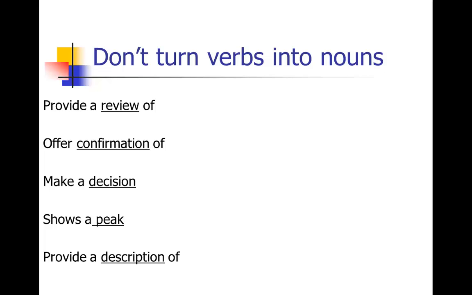Here's some more examples of this that crop up all the time in the scientific literature. So people will say it provides a review of, it offers confirmation of, it makes a decision, shows a peak, provides a description of. Right, again, these are all nice spunky verbs that have been turned into nouns. Review, confirmation, decision, peak, and description. And then paired with a really boring verb, provide, offer, make, show, provide. So let's turn those all back into those nice spunky verbs. So that would be review, confirm, decide, peaks, and describe. See how much better that is?